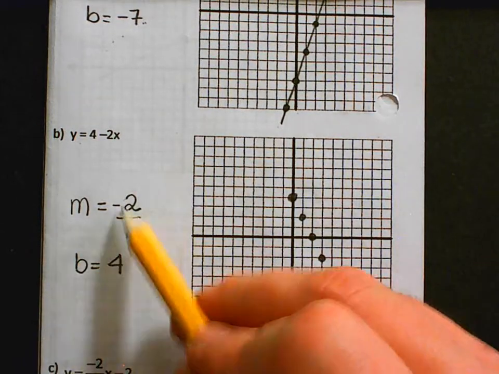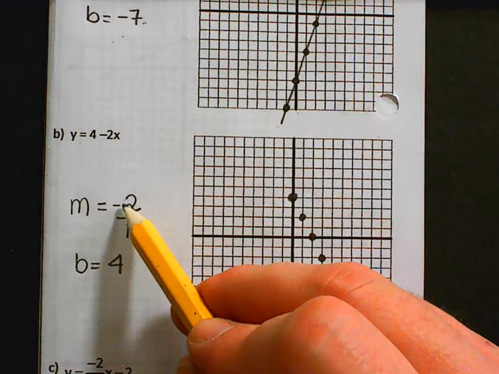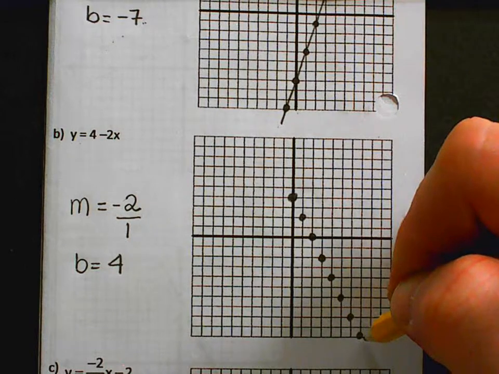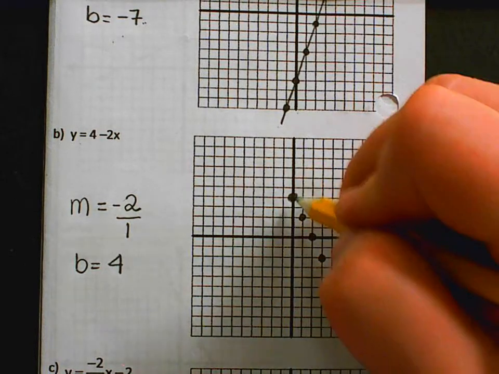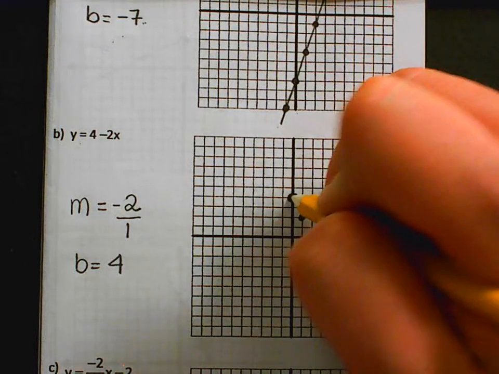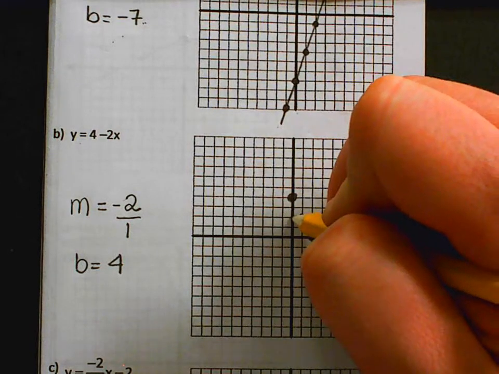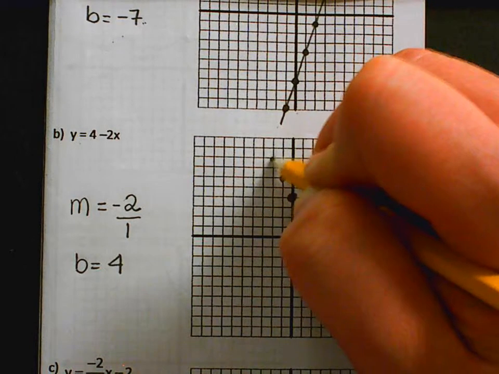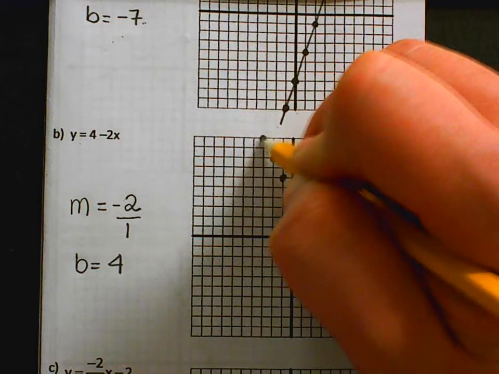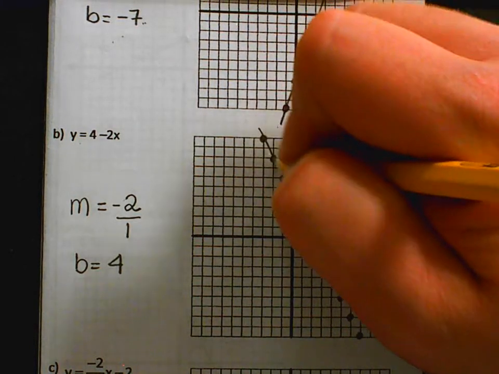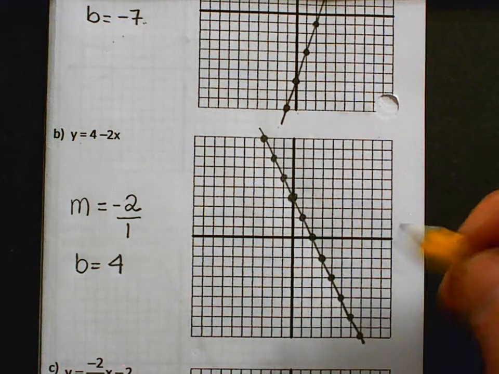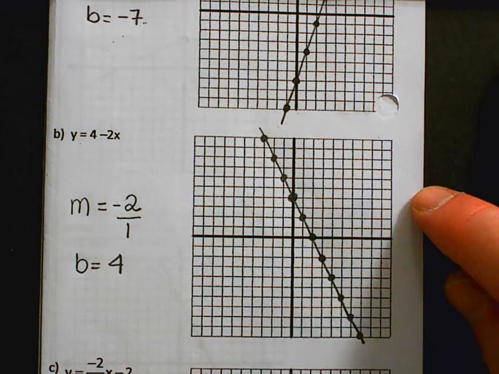Always remember the sign is just telling you if you go up or down, and you're always going to fill in the right side first. Once you fill out the right side, go back to your starting point and do the opposite. So instead of going down 2, you go up 2 over 1, up 2 over 1, up 2 over 1, and then you connect the dots. Alright, very well. So that's our line right there. Let's go on to the next problem.